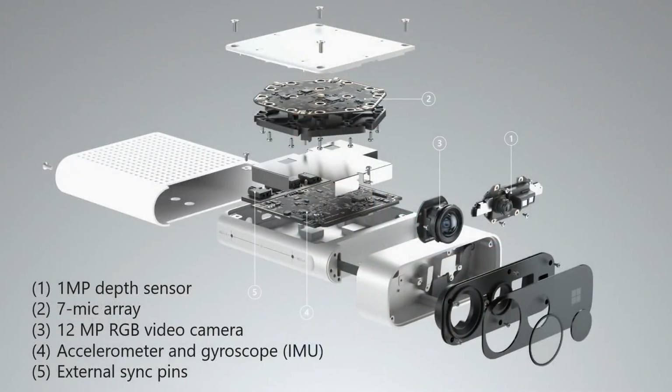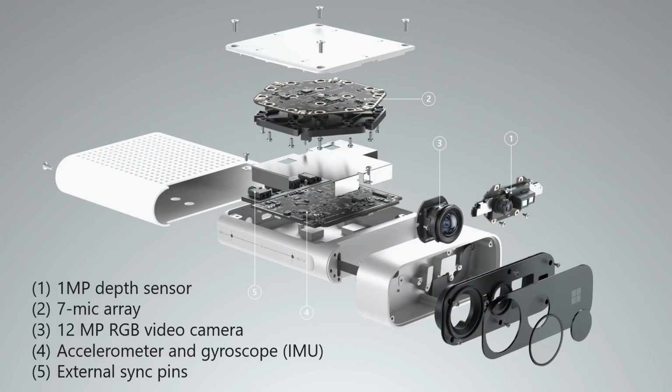So let's talk about the hardware for a minute. You can think of this device as kind of a Swiss Army knife of awesome developer tools that you would need to build computer vision and speech models. To start off, we took our 1 megapixel depth camera that we have been redesigning and updating for HoloLens 2 and put it directly into this device. Then we added a 7 microphone array that enables far-field speech and sound capture capabilities.